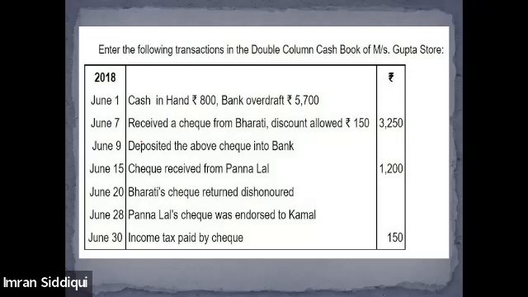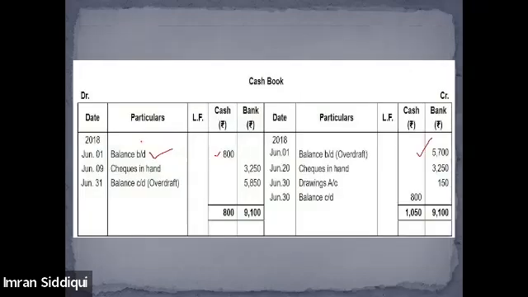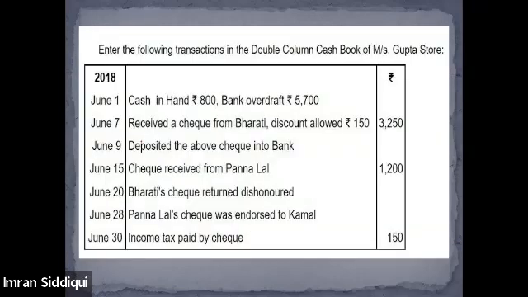Okay, next transaction says received a check from Bharti, discount allowed 150, 3250 rupees. Now see, there will be no recording just because we have received the check. On receipt of a check, there is no entry required to be done in the cash book. So there is no need to do anything with regard to June 7 in the cash book. We won't be recording this because the question is just telling us that we received the check. So there is no recording for just receiving of the check.